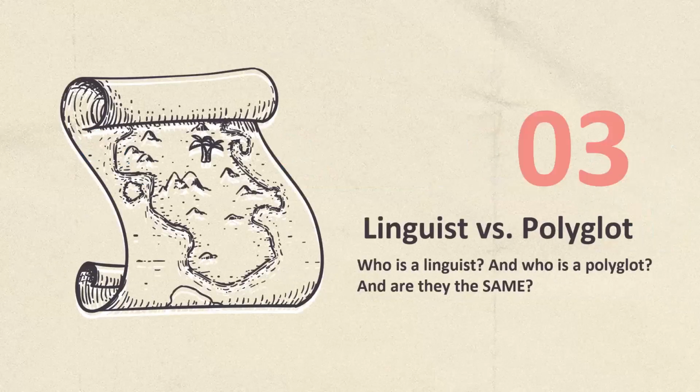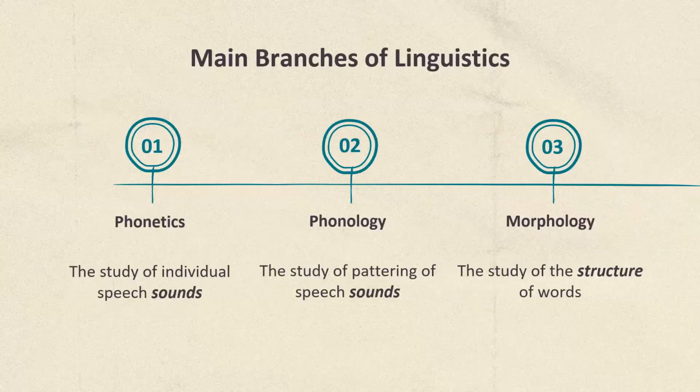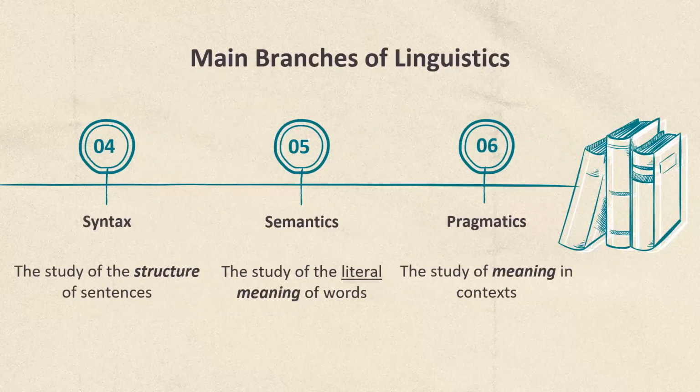Okay, these are the main branches. We have sound, structure, meaning. Phonetics and phonology study sound. Morphology and syntax study structure. Semantics and pragmatics study meaning.